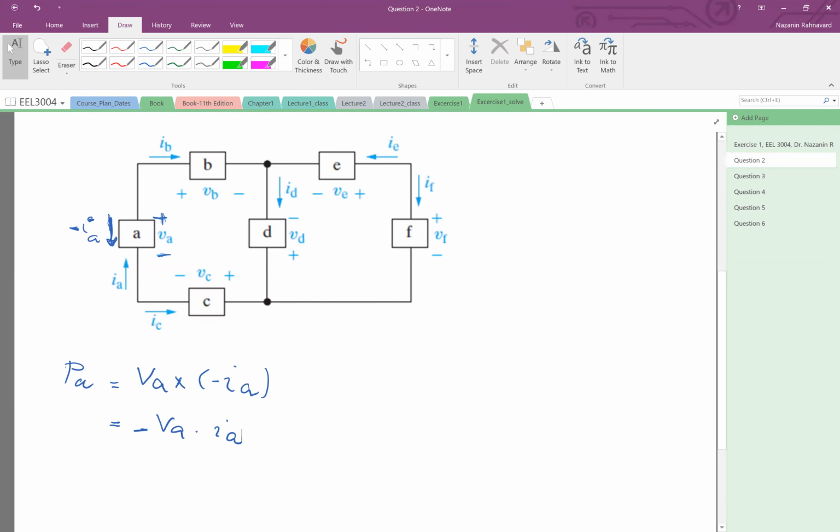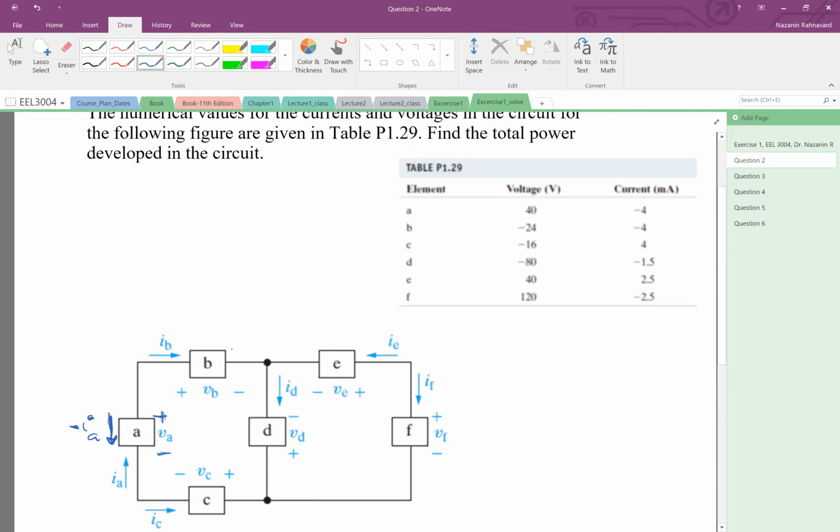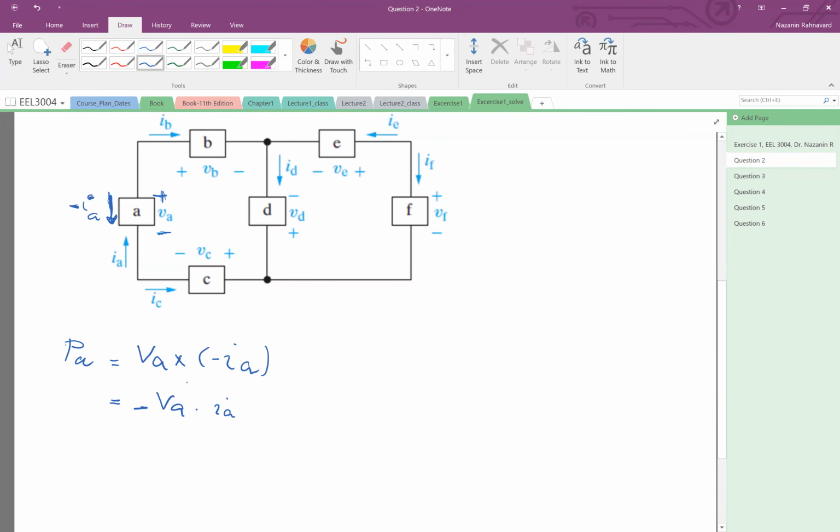Now let's look at PB. I myself work with the positive part VB and then look at the current that is going inside, which is IB. In this case, it is actually passive sign convention. So just simply VB times IB.